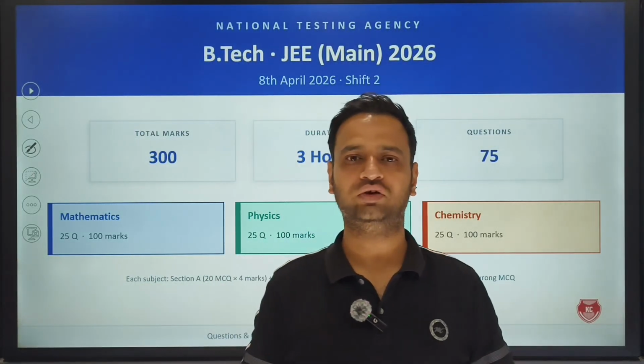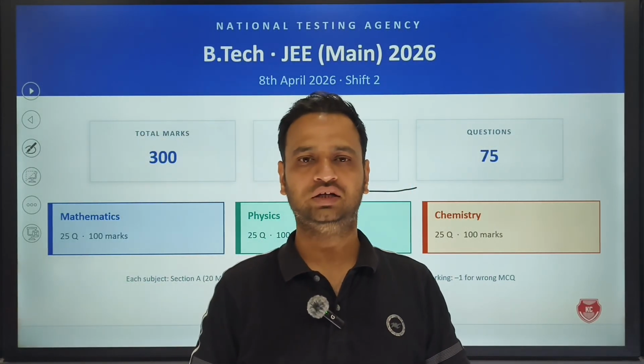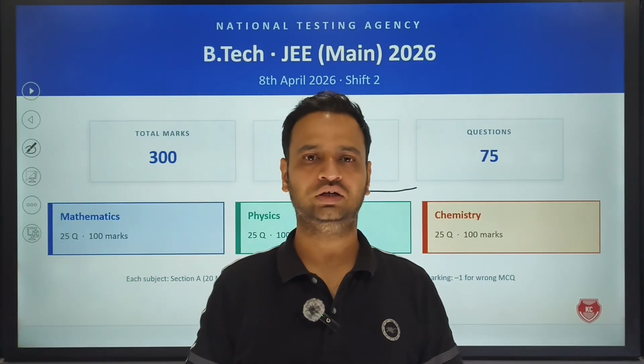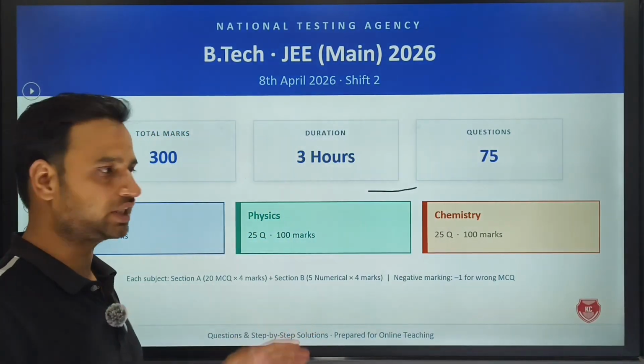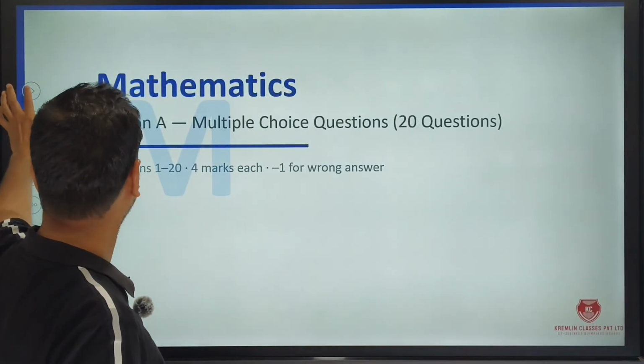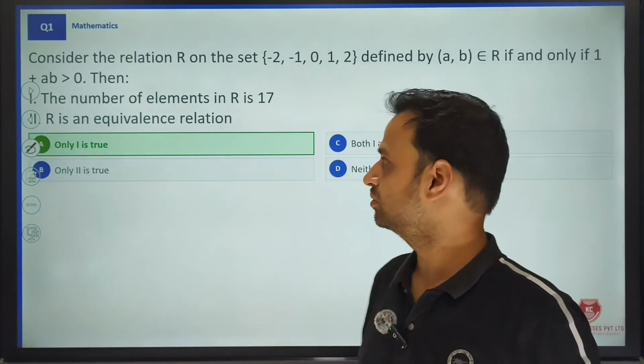Hello everyone. Today we are going to solve the 8th April shift paper, which is a JEE Mains paper. We are solving the math section here. So let's get back to the questions without wasting any time.